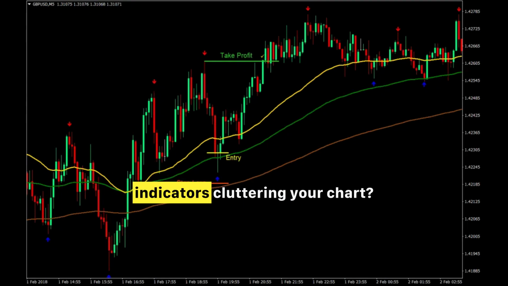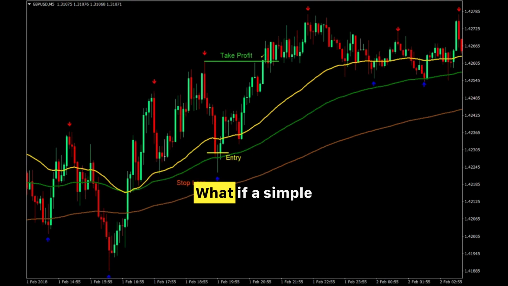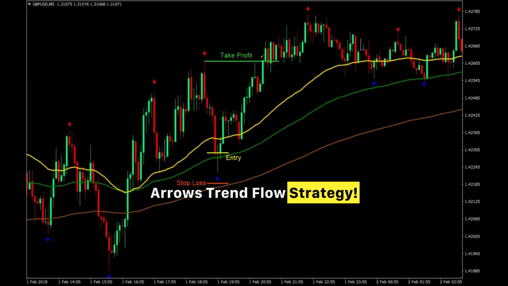Confused by too many indicators cluttering your chart? What if a simple arrow could signal trend direction and entry points for you? Let's break down the arrow's trend flow strategy.